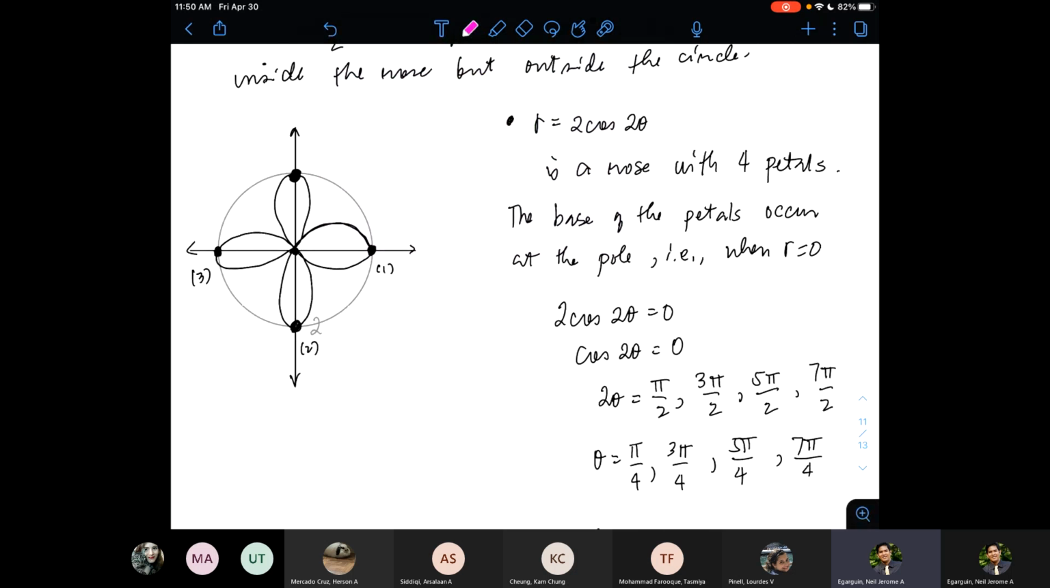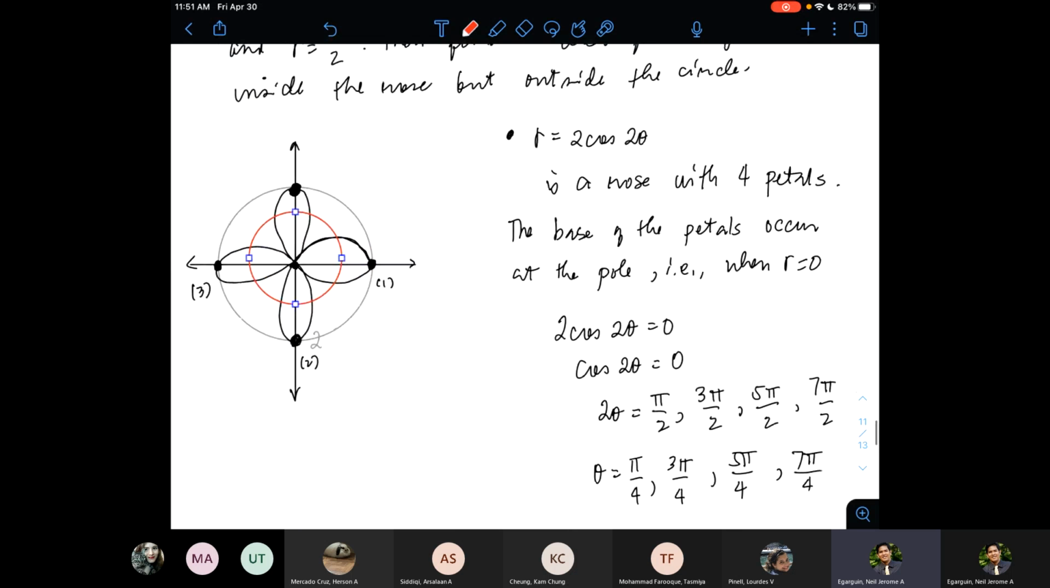So let's draw r equals 1/2. Okay. Suppose this is r equals 1/2. Should be a little smaller. Okay, my figure is not drawn to scale, but I hope you get the idea.